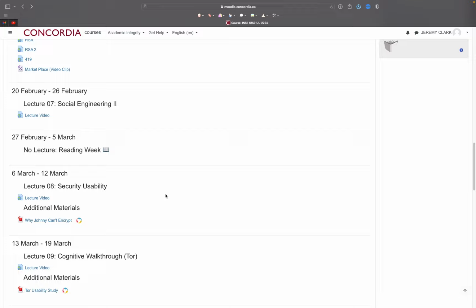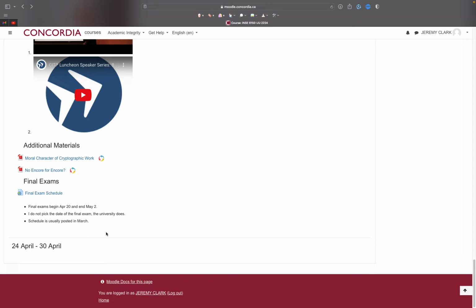The other thing I'll note about the final exam is I don't choose when it is. It's set by the university, so I have no control over it. Since this is the winter term, a lot of students want to travel or do things at the end of the term. But travel's not a valid excuse for an exam. So you should consider the entire exam window, which is April 20th to May 2nd, as potential dates for the final exam. So you should keep those 2 weeks or whatever it is free. Don't book travel until after that, or wait until the schedule comes out.